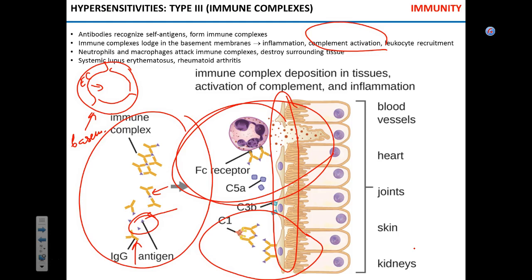The classic example, disease-wise, of type 3 hypersensitivity is lupus, which is accompanied by kidney, heart, and vascular problems, okay? Elevated rates of thrombosis, endocarditis in the heart, and kidney problems. Rheumatoid arthritis, a component of it, is type 3. Antibody macrophages destroy synovial membranes. Does that make sense? So that's type 3.